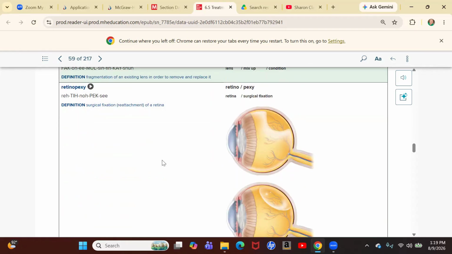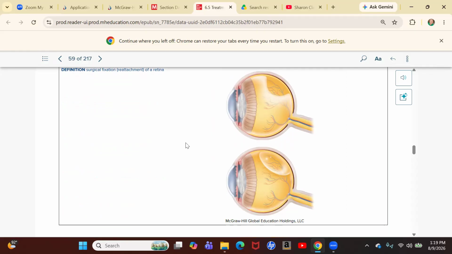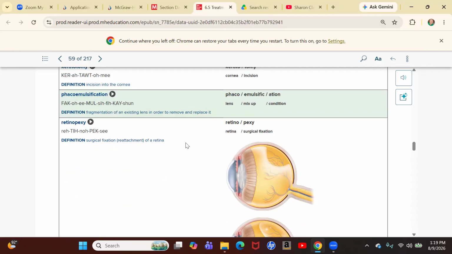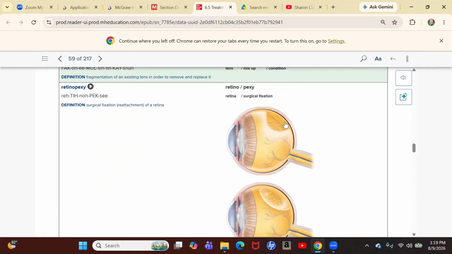Okay, retinopexy, surgical fixation of the retina. Ooh, due to a detached retina. Yes. My father actually suffered from this and almost went blind, but they caught it early. Not exactly sure what caused it or can cause it, but oftentimes it's due to this intraocular pressure here that is decreased, this vitreous fluid within the posterior segment of the eye can become weak and the retina can droop down.